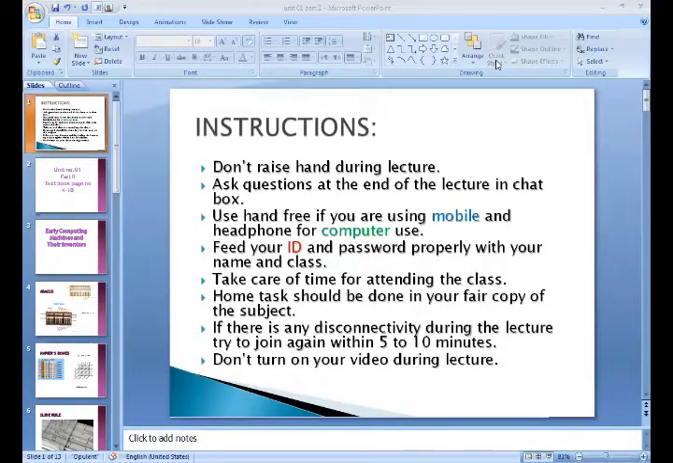Today our topic is early computing machines and their inventors. So we are going to learn about the unit Introduction to Computer.